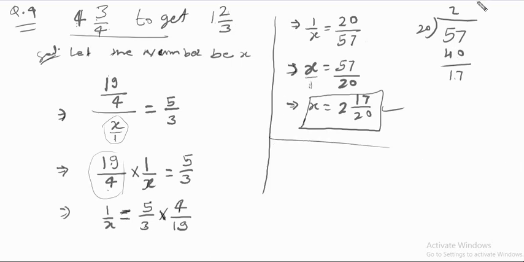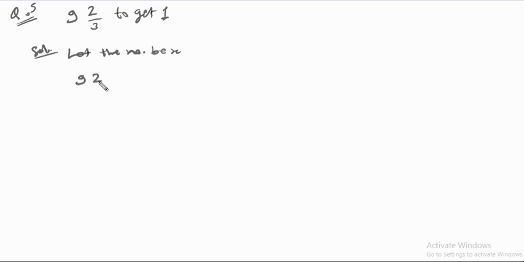Now come to question number 5. By what number should we multiply 9 2/3 to get 1? We have to multiply here. So let the number be x. Solution: let the number be x. We are taking x as the number. If you multiply this 9 2/3 by x, it will come to 1. When we multiply this number with this, it will come 1.